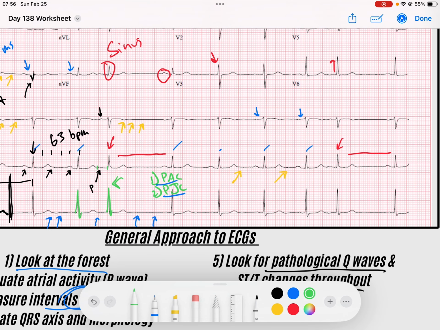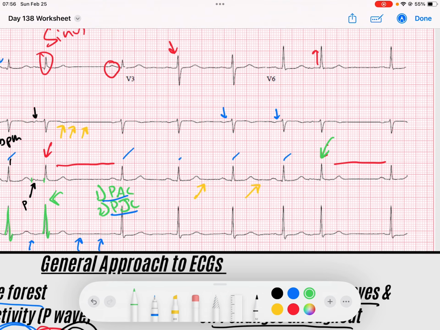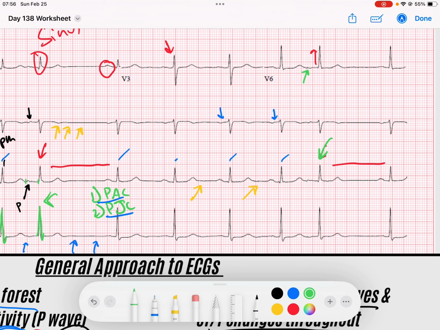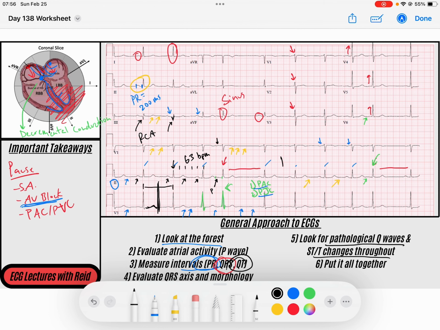And if you look over here, we have the same thing. We have this narrow complex premature beat with a premature atrial contraction that occurs before it. There's our PACs. So these are premature atrial contractions. And so we'll put this all together. What do we have? We have a sinus rhythm at a rate of 63 beats per minute. We maybe have some evidence of a prior inferior myocardial infarction, as evidenced by this Q wave in lead 3. And we have 2 PACs.